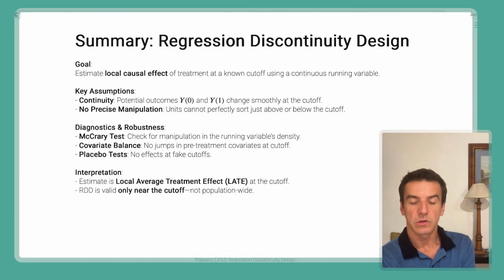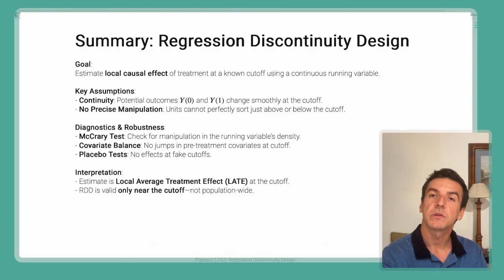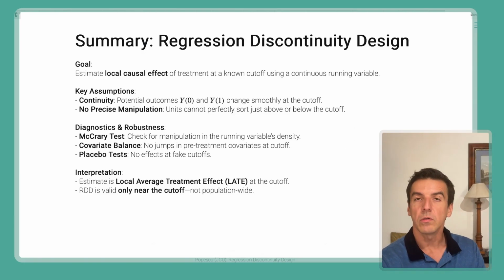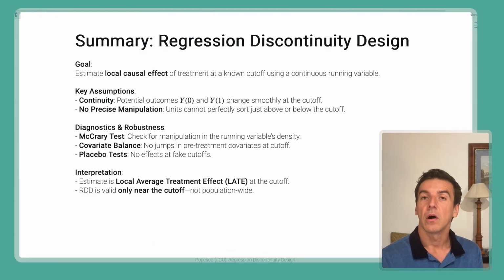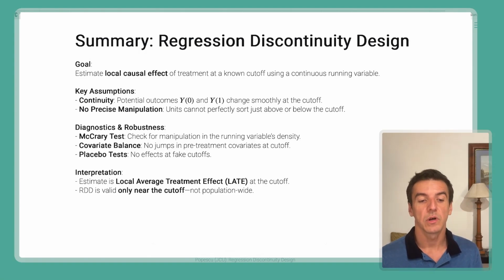Okay. So this was it in terms of regression discontinuity design. So the goal of an RD is to estimate the local causal effect of the treatment at specific cutoffs using a continuous running variable. So the key assumptions behind an RD are that there is continuity: the outcomes Y0 and Y1 change smoothly at the cutoff. There's also another assumption, that there's no precise manipulation. So units cannot decide or sort themselves into the treatment versus not.